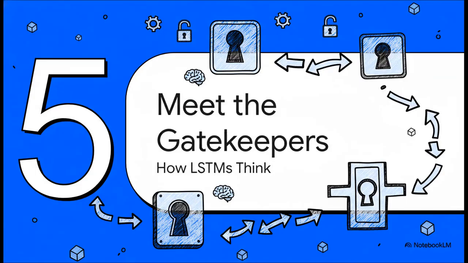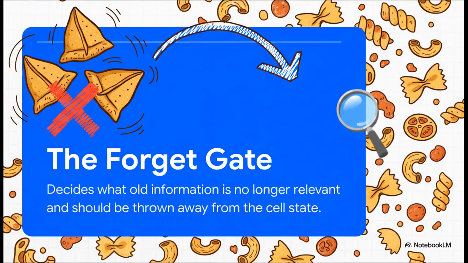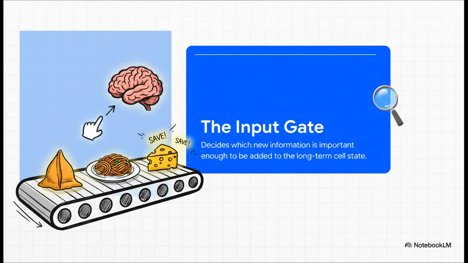All right, so let's meet these three gatekeepers. Understanding what each of them does is the real key to seeing how an LSTM can think and remember things over these really long stretches of time. First up, we have the forget gate. Its job is exactly what it sounds like. It decides what information to throw away. So if a sentence was talking about samosas and then suddenly switches to pasta, the forget gate learns to go, okay, new topic, we don't need the old subject anymore, out it goes. It's basically cleaning house.